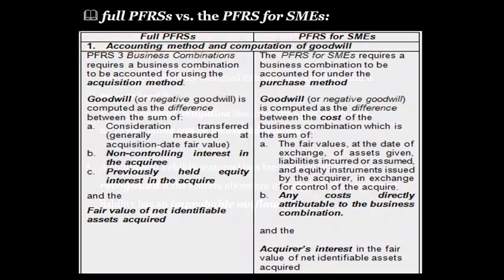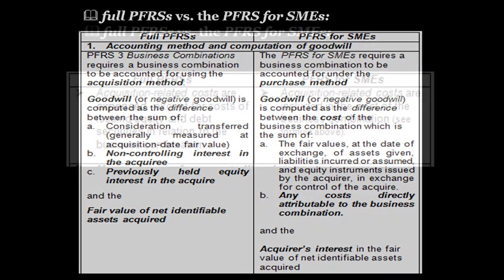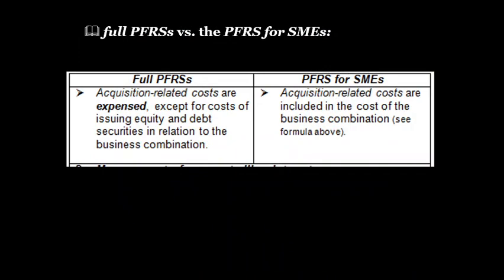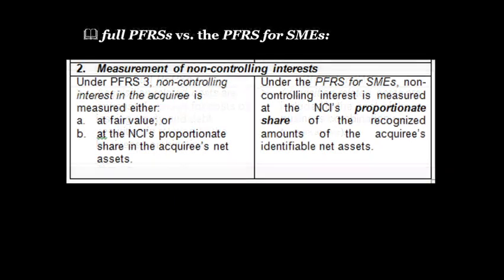Ano pa? This is just a comparison on how you account goodwill, comparing full PFRS and PFRS for SME. There you go. You can just read this. Anyway, I will be giving you a copy. Measurement of non-controlling interest, and that's it.